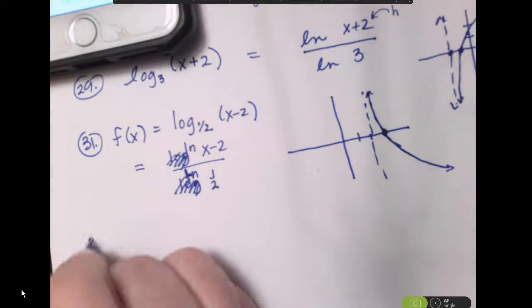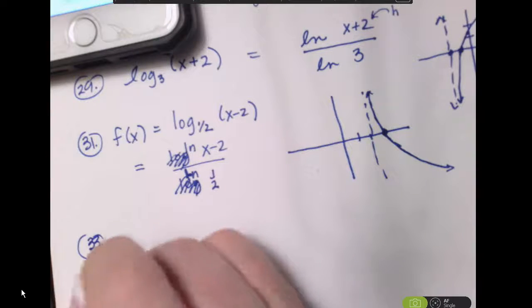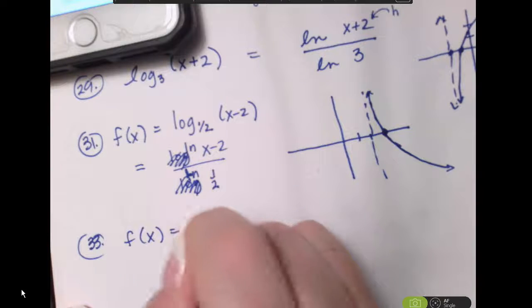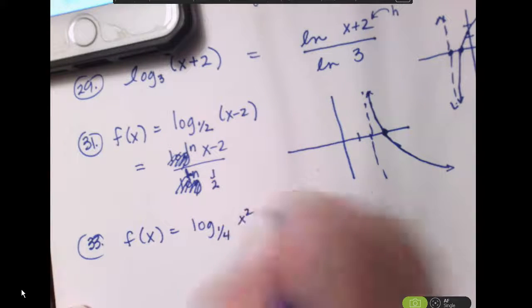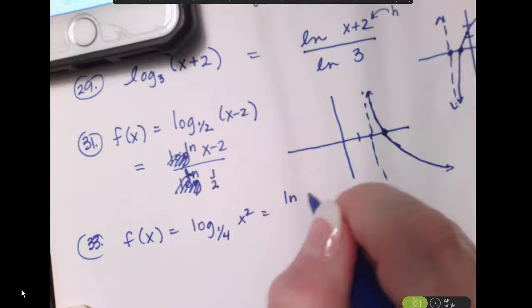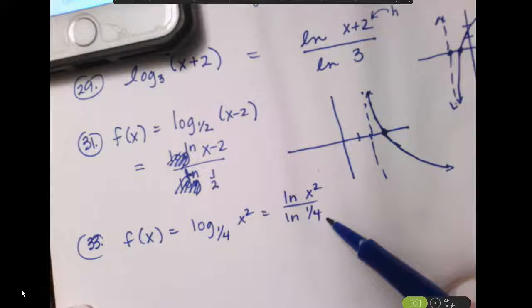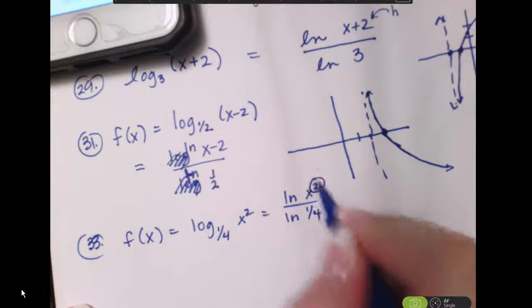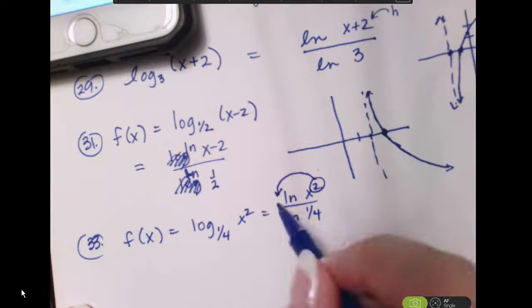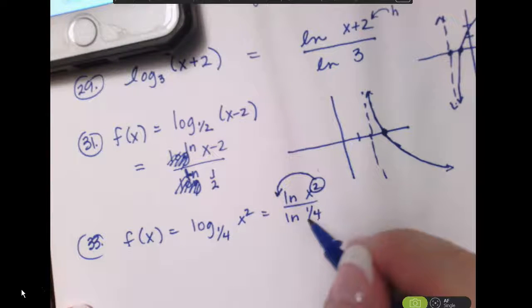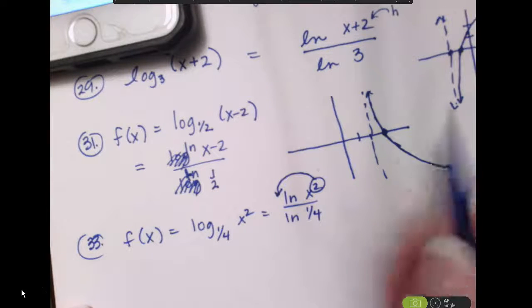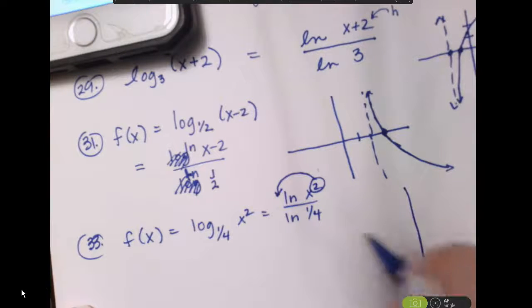Alright, in number 33, f of x equals log base 1/4 of x squared. So we'll go natural log of x squared over natural log of 1/4. Here's what I'm expecting. This would come out here where an A would be, or a vertical stretch. This is going to probably invert things and make it look more like a decay. So let's try it.